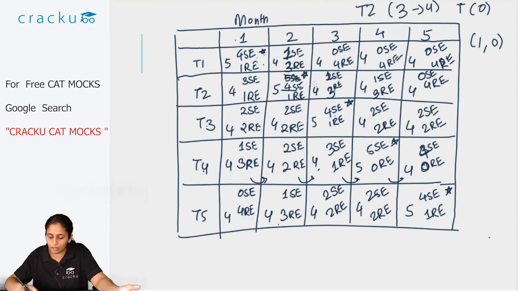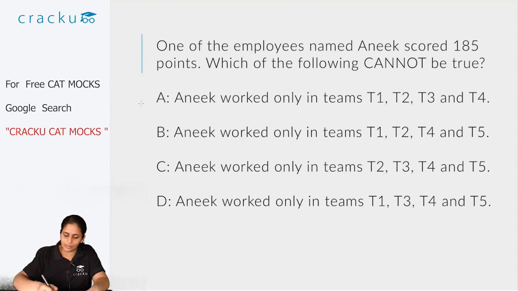Again, in the third month, 2 skilled employees go from T2 to T3. Anik could be one of those guys. Again in the fourth month, 2 go from T3 to T4. So Anik could be one of those guys. And the normal project can be when he just remains in T4. He is not transferred out of T4 in this case, where 4 skilled employees remain. So he is one of those skilled employees and he just remains in team 4 for the 5th month. So in this case, he worked on 4 challenging projects and 1 normal project. So he can then have 185 points.